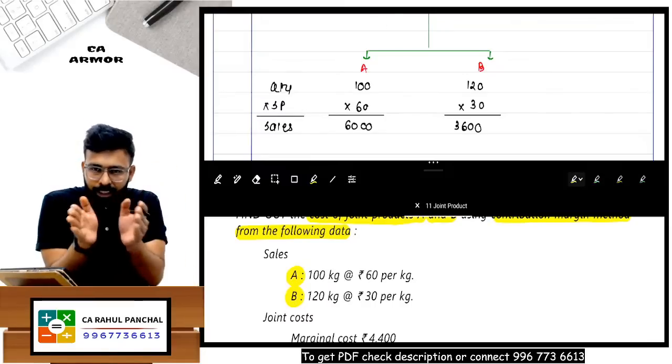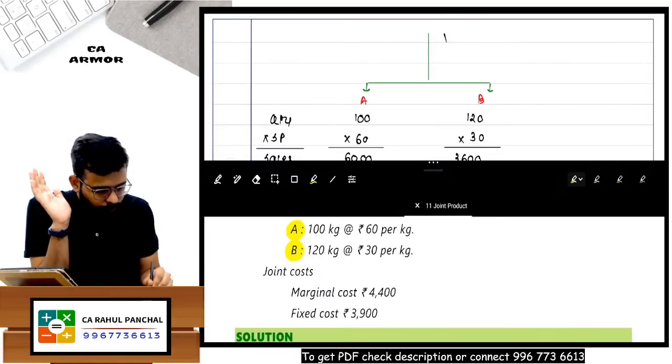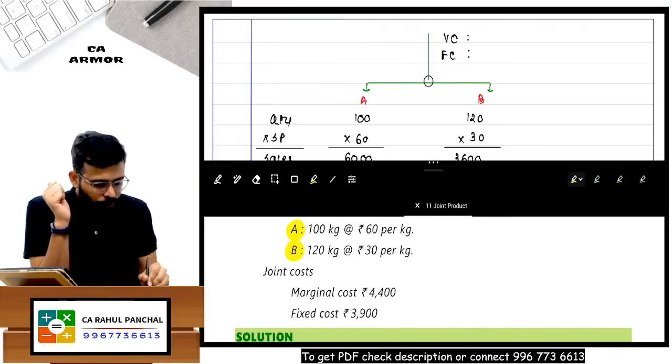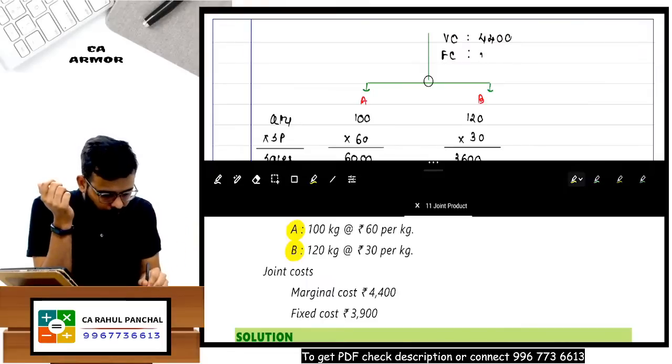Once the products split, there is a joint cost. Two costs are there: one variable cost, which is marginal cost, and one fixed cost. This is joint cost. Joint cost is something which is incurred before the split off point. The value of joint cost is 4,400, and the value of fixed cost is 3,900.